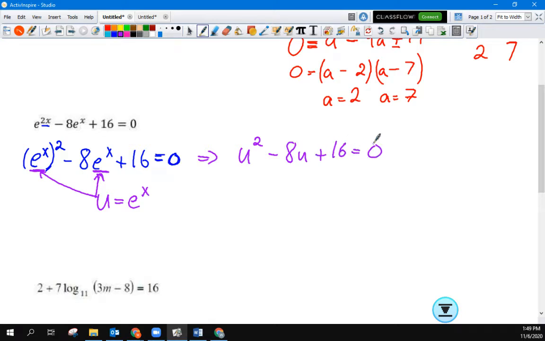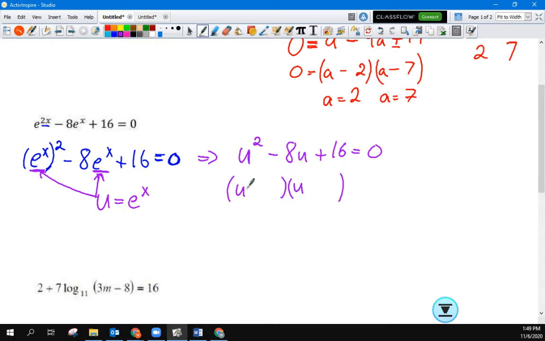What I've done is rewritten it without the exponential. And you can see all of a sudden we're now back to where we were in the last problem, where we have a trinomial and we can do trinomial factoring. It makes it a whole lot easier dealing with just u than an e to the x.